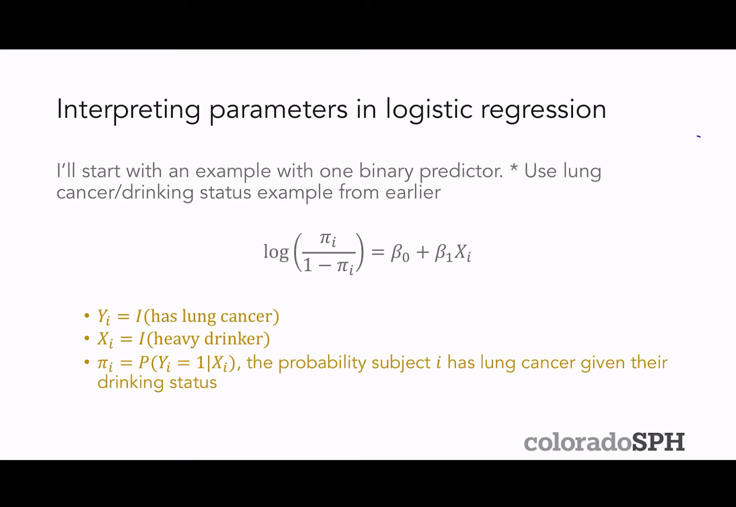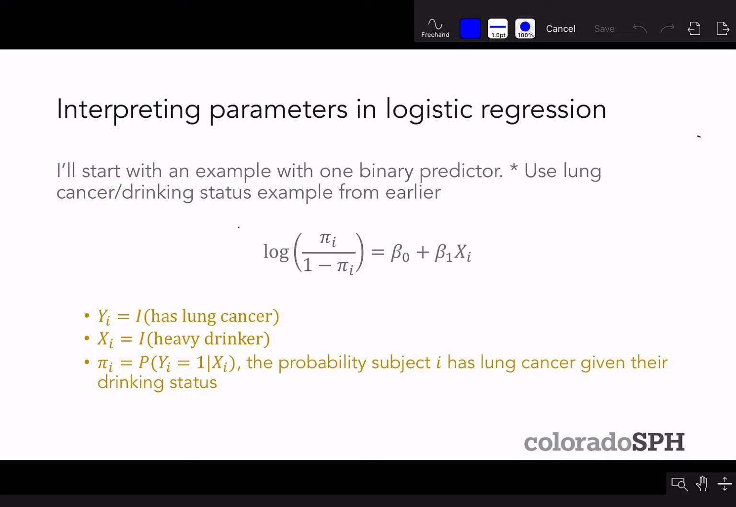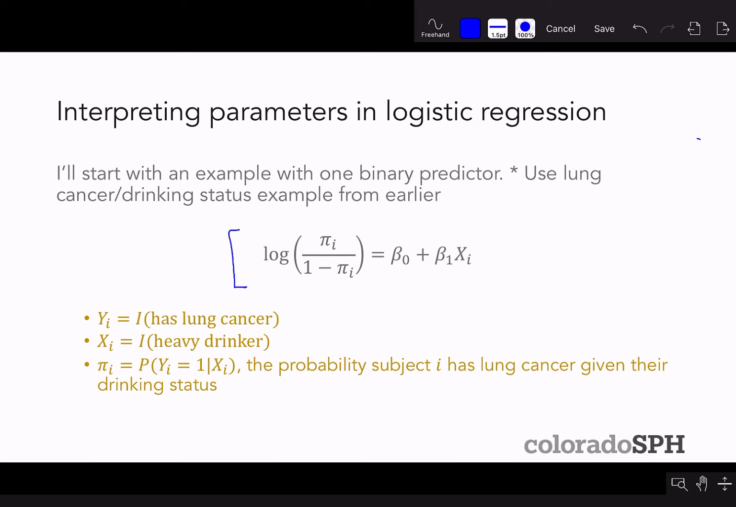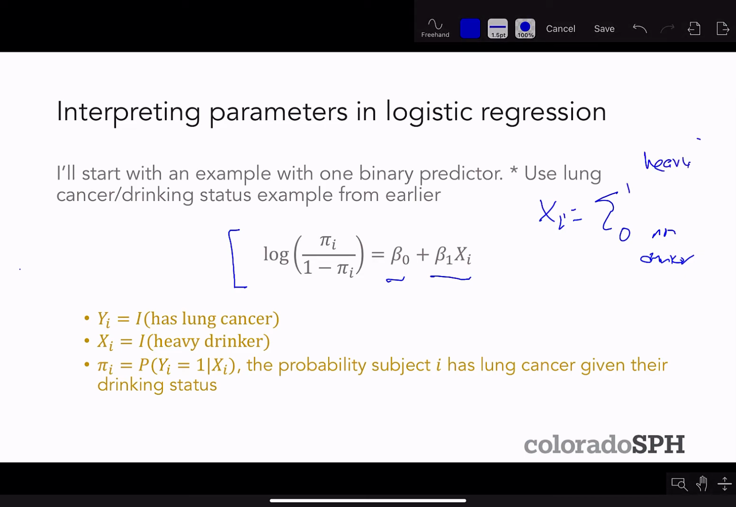We're going to talk more about interpreting parameters in later lectures as well. But for now, I'm going to start with an example with just one binary predictor, and I'll use the lung cancer and drinking status example from earlier. If you model that data as a logistic regression model, it looks like this, where you only have an intercept and beta 1 times xi, where xi is a covariate that can be either 0 if subject i is a non-drinker, or 1 if subject i is a heavy drinker. And yi can take on values of 1 if subject i has lung cancer, or 0 if they do not. Then pi i is the probability that subject i has lung cancer given their set of covariates.